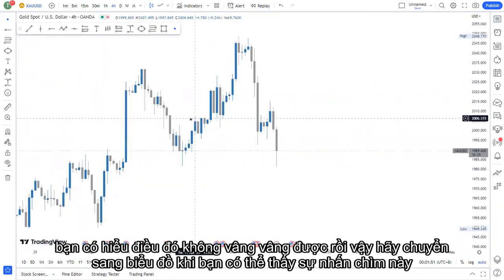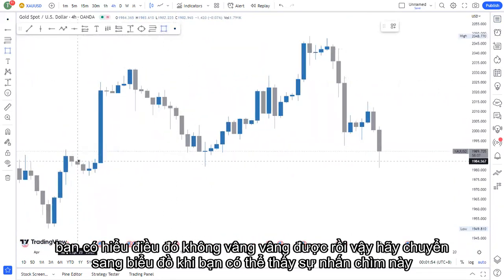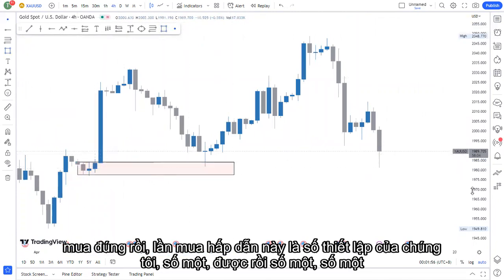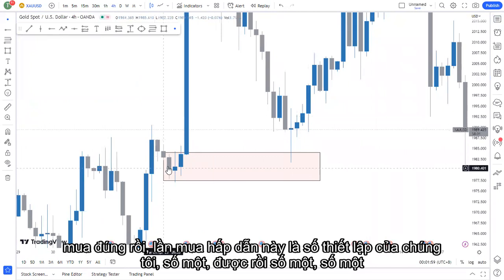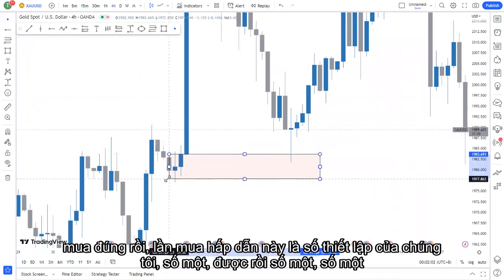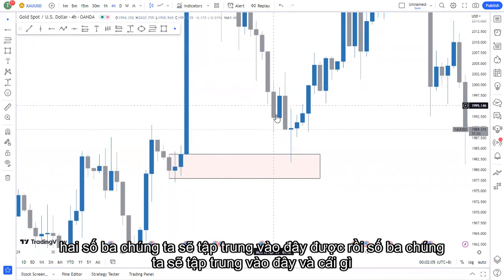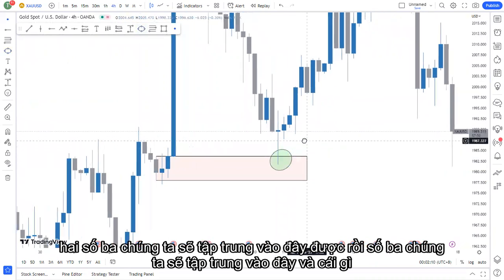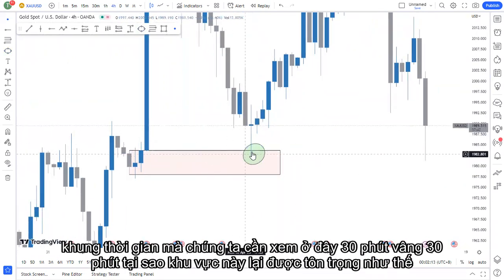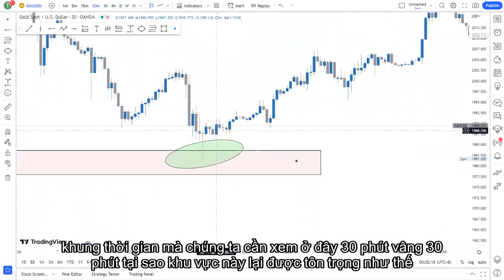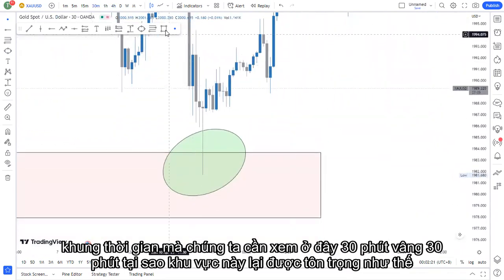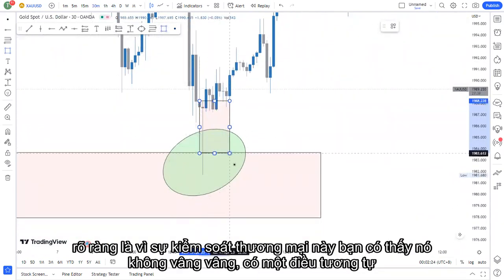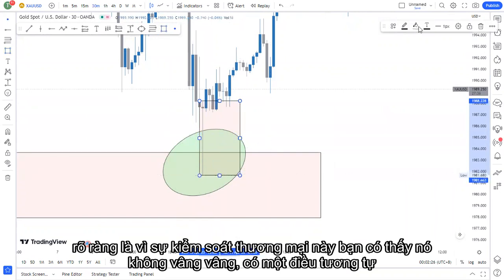As you can see, this engulfing buy is our setup. SOP number 1, number 2, number 3, we're going to focus here. And what time frame do we need to look at here? 30 minutes. Why did this zone get respected? Clearly because of this trade control. Do you see it? Yeah, there is an engulfing buy.